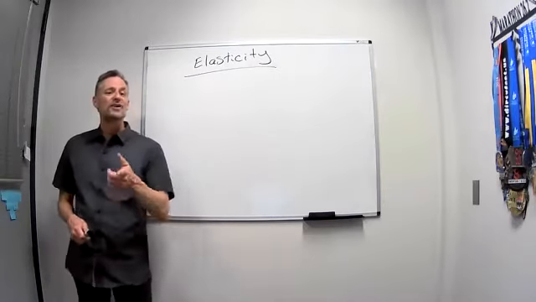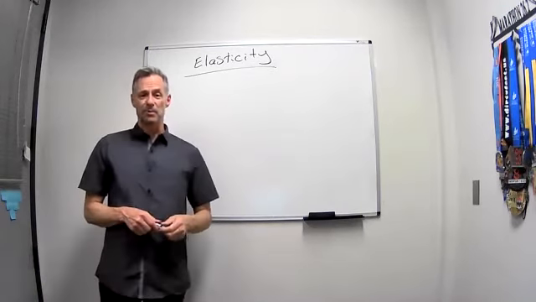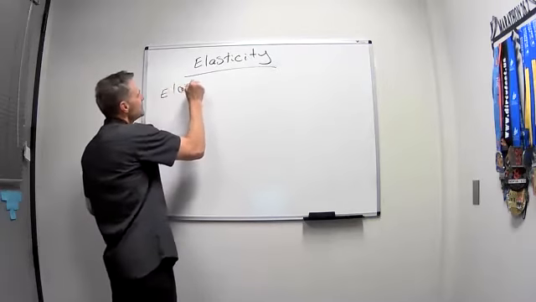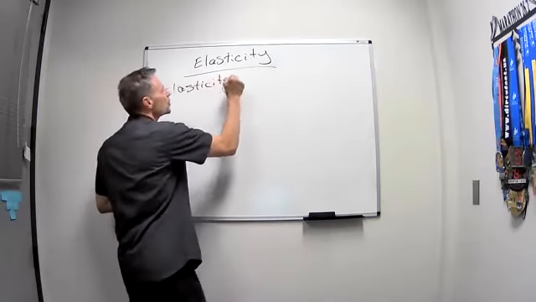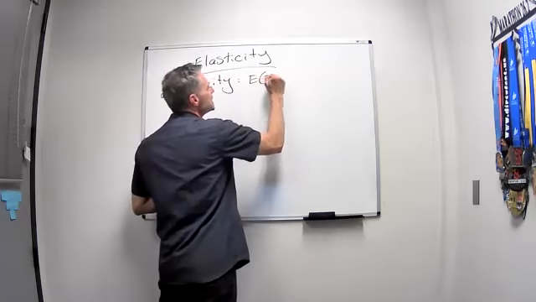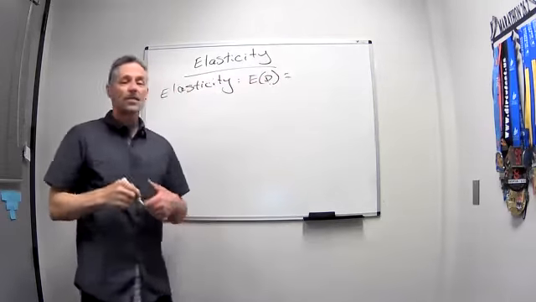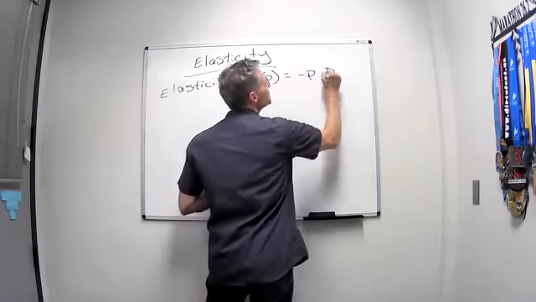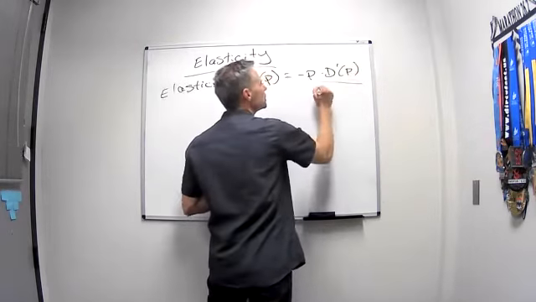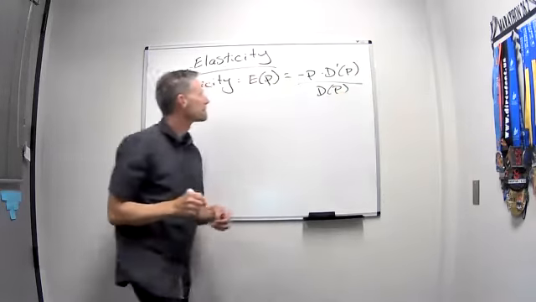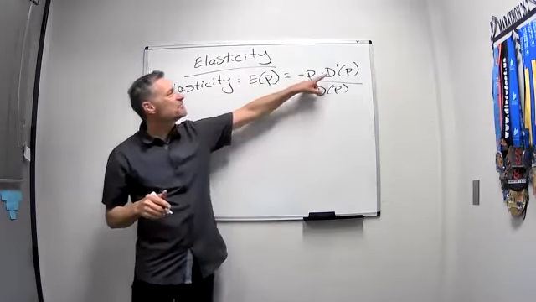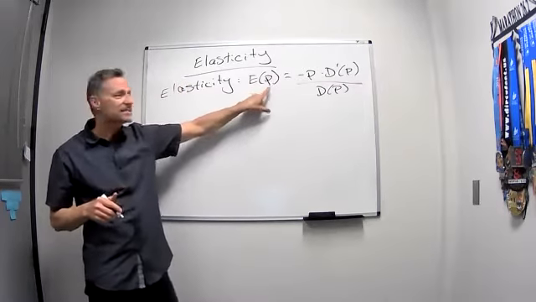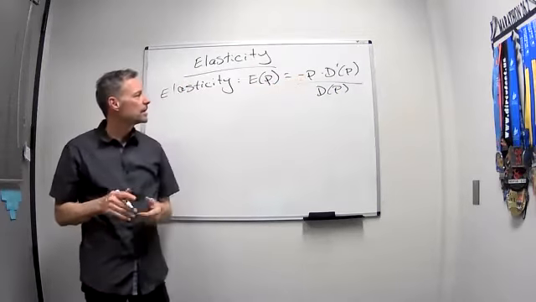Hi, everybody. Professor Monty here, and let's do some examples in elasticity. So elasticity, we're going to write it as E of P. The formula we have is negative P times D prime of P over D of P. D of P is the demand function, E of P elasticity, P the price.